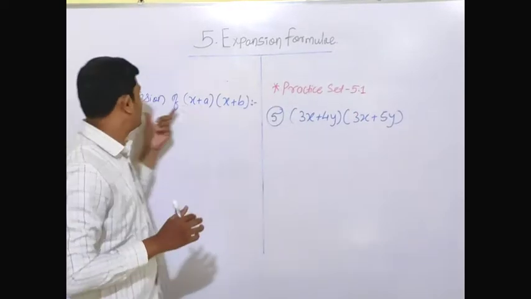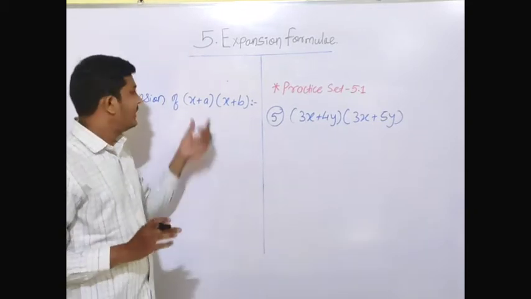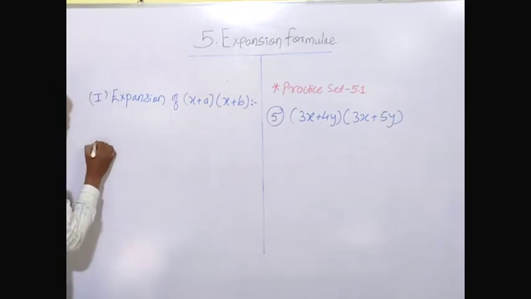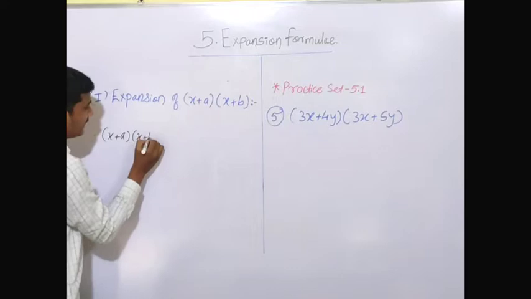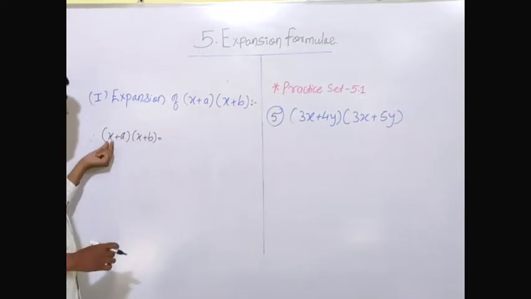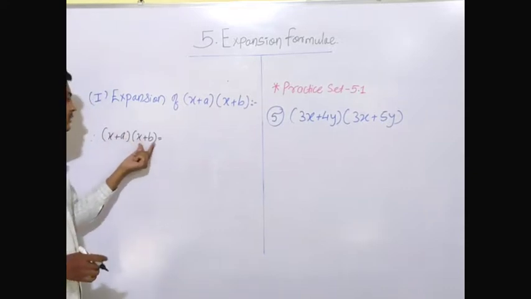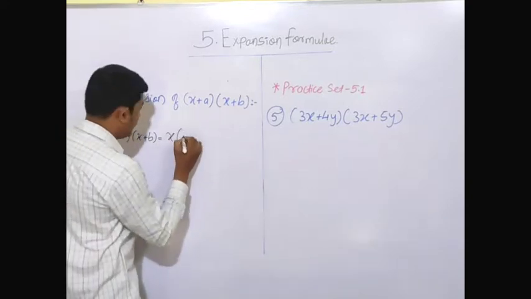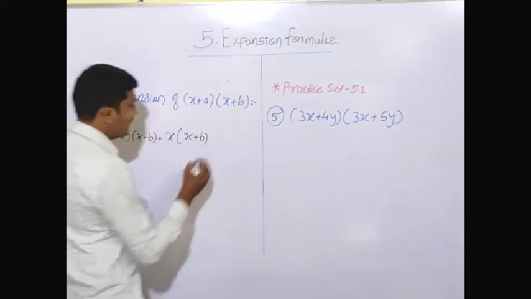Now we have to see the expansion of (x plus a) into (x plus b) with the help of the method of expansion of the product of two brackets. So first of all, (x plus a) into (x plus b) can be given as what? The expansion will be given as the first term, that is x, will multiply to the whole bracket term, plus a will multiply to the whole bracket term again. So let's see, x into (x plus b), and the second term is what? Plus a.